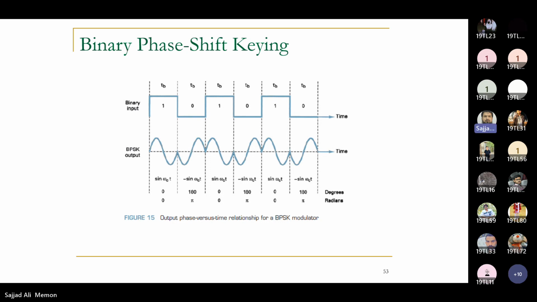So this is how the output varies in relation to the input signal. You can see the phase is 0 degrees, so it's starting from 0. Then we have minus 180. Then no difference, 0. Then minus 180. So likewise, this goes on.